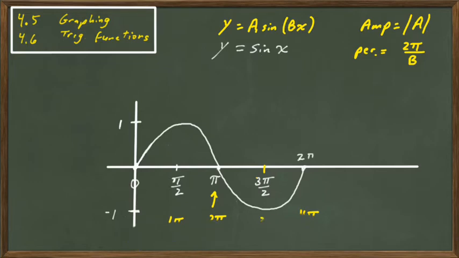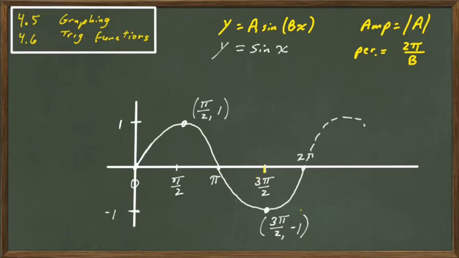And this is what the sine wave looks like. You've got to have a feeling for what it looks like. The coordinates of this maximum would be pi over 2 comma 1. The coordinates of this minimum would be 3 pi over 2 comma negative 1. This is one cycle of a sine wave. It does continue, but I usually ask you to graph one period or one cycle.